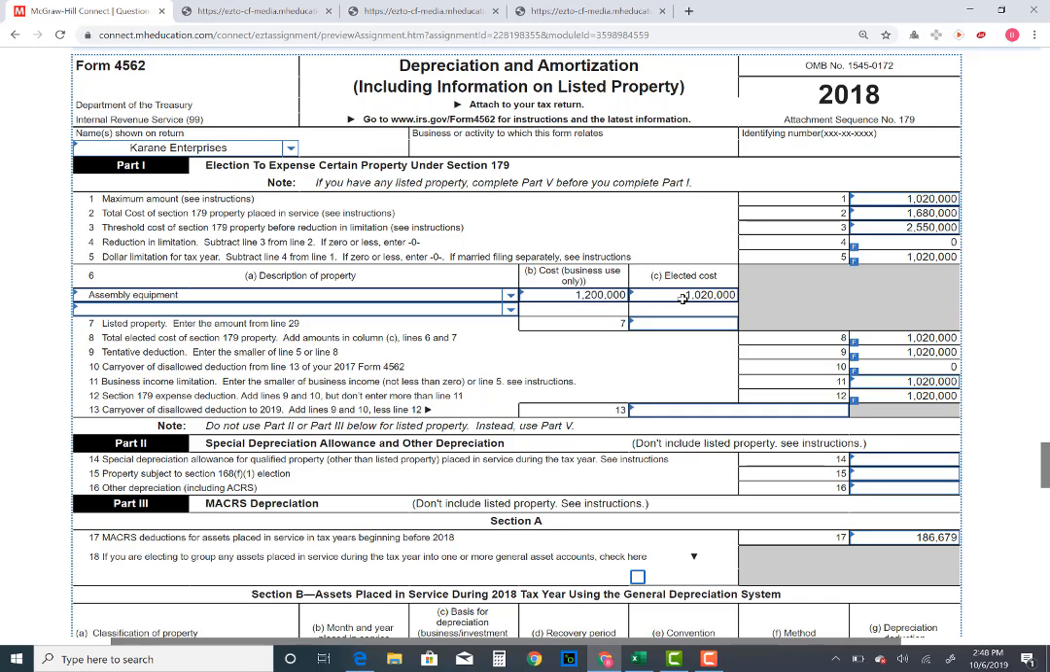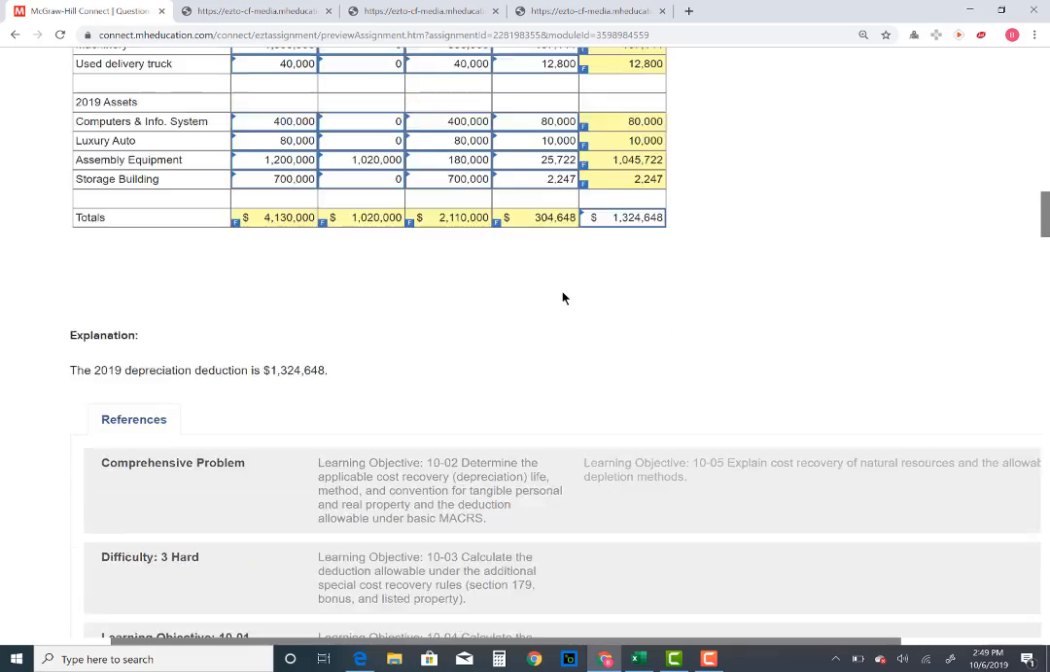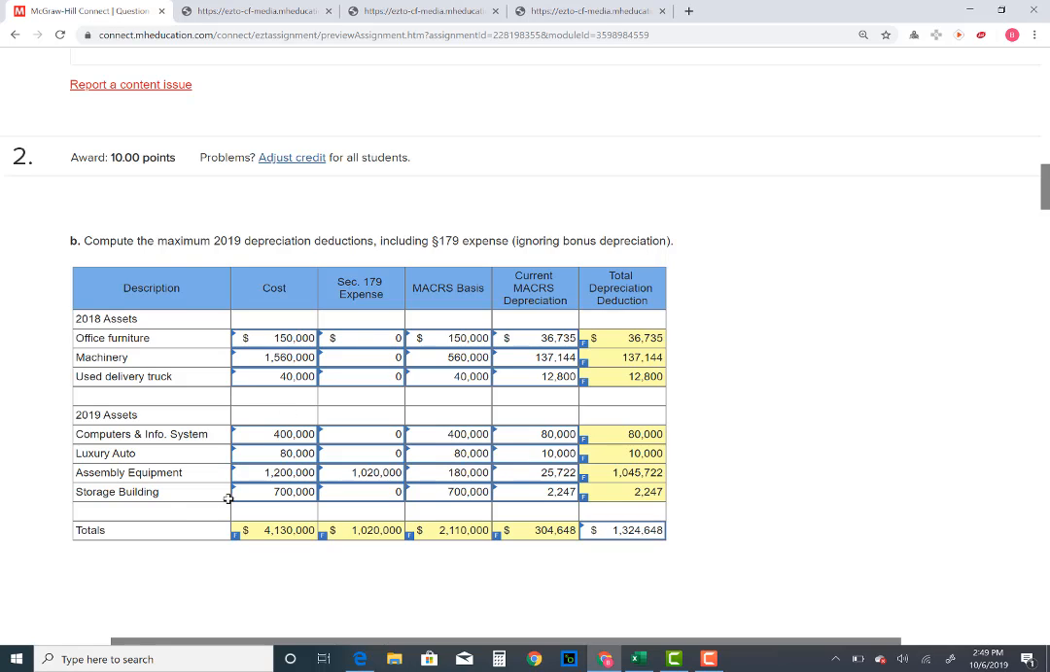Now, notice we have to put what asset we actually ascribed the 179 deduction to. So we bought $1.2 million worth of assembly equipment in 2019. Remember, you can't choose that 179 deduction for assets we purchased in the past. Those 2018 assets were eligible for the 179 deduction in 2018, but in 2019, we can only take the 179 deduction for the assets actually put in place that year. So if we go back and look at those assets, notice this is the stuff we bought in 2019, assembly equipment, 1.2 million.